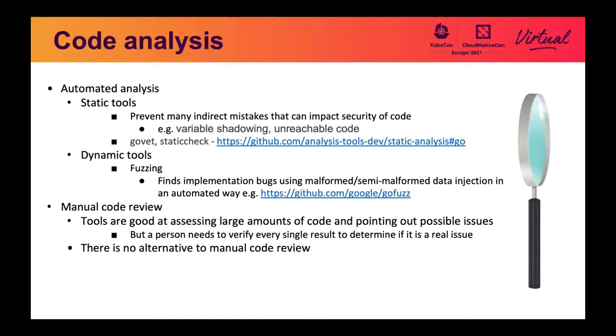So when you talk about automated tools, you either use static tools that can prevent mistakes that, if not directly, maybe indirectly impact the security of your code. For example, variable shadowing, unreachable code. I'm sure most programming languages have tools specific to the language. For Go, you have a whole list of tools available. I have provided a link here. You can take a look at the whole list, but tools like Go Vet and Staticcheck you should be using.